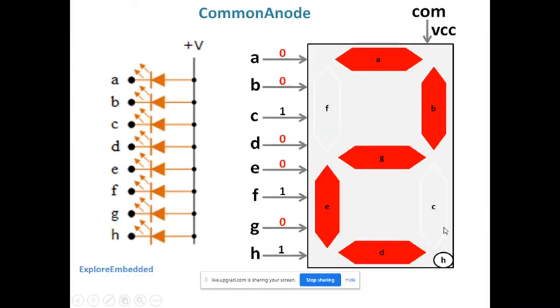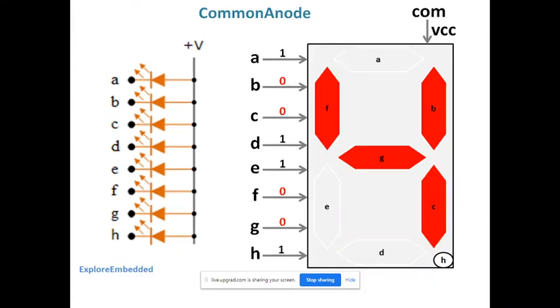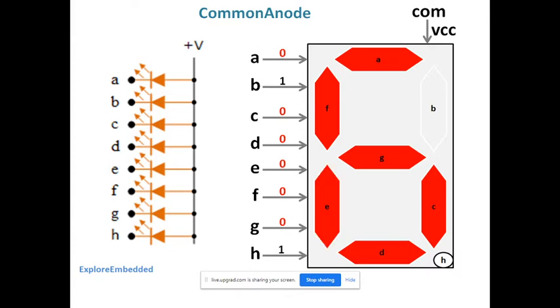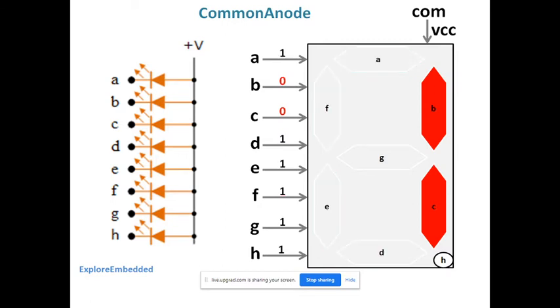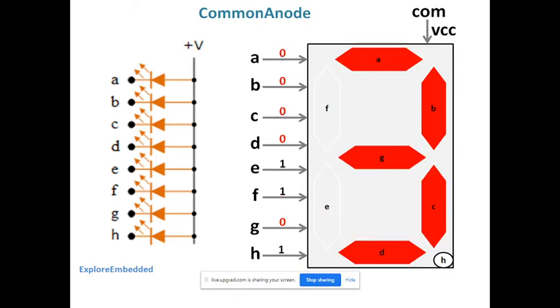Just see here, now 1 is displayed, then 2, 3, 4, 5, 6, 7, 8, 9, then 0. In this fashion we created the hex counter with the help of a 7 segment display.